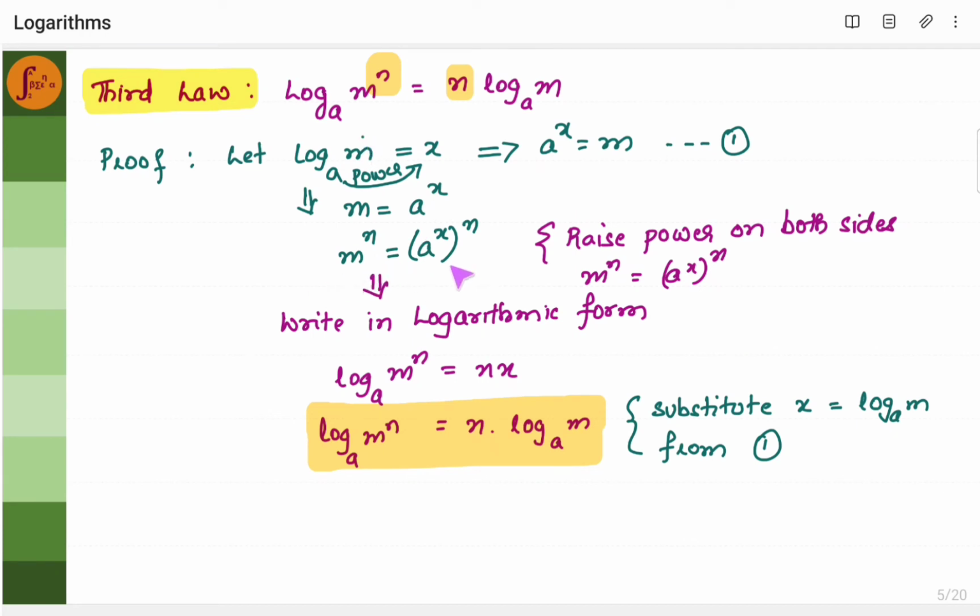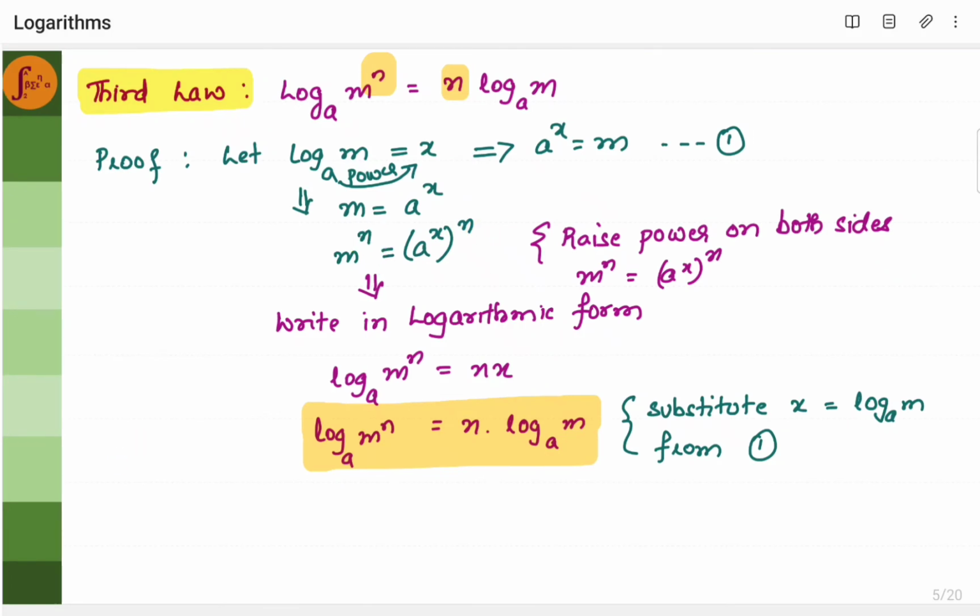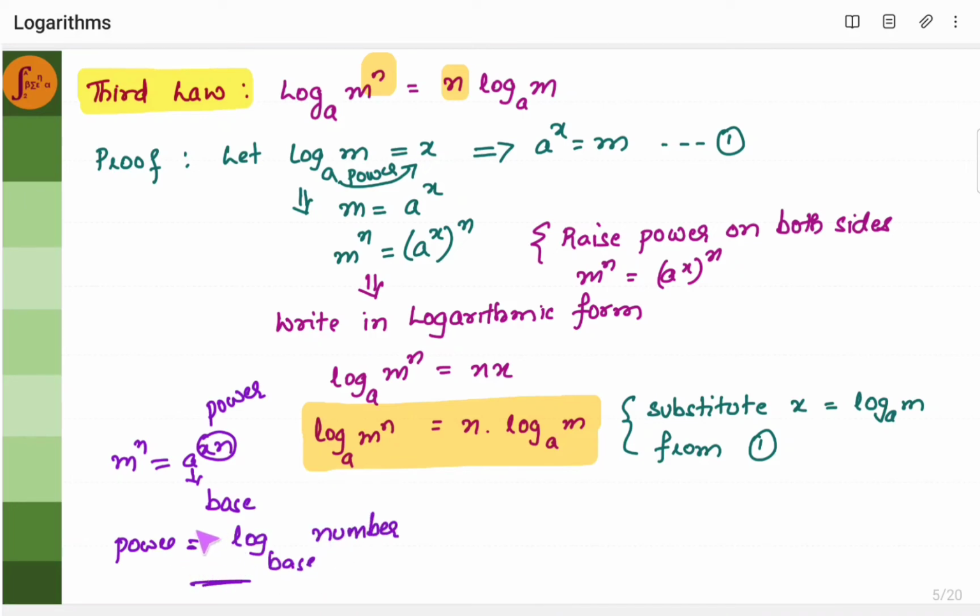Now, you raise the power on both the sides. So m to the power n is equal to a to the power x, the whole power n. Both the sides you're putting n. So we have m to the power n is equal to a to the power x into n, right? So we'll have to write this in logarithmic form. This is the base and this is the power. So we'll have to say power is equal to logarithm of base and the number.